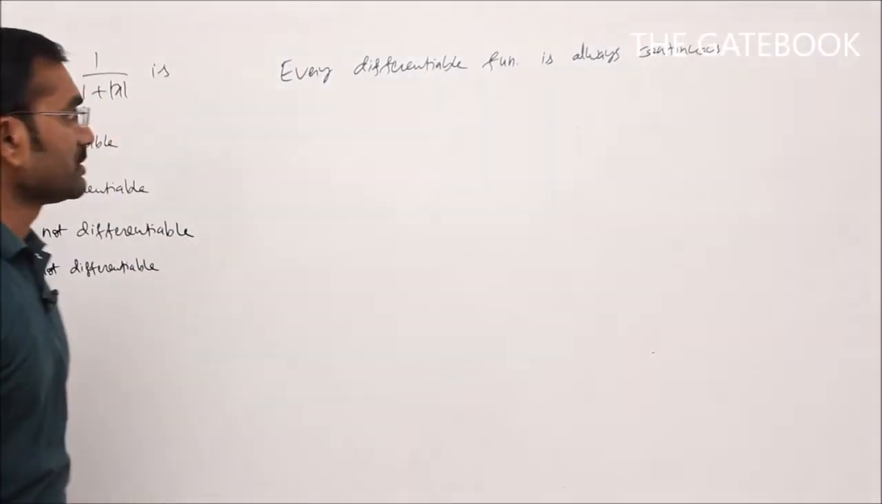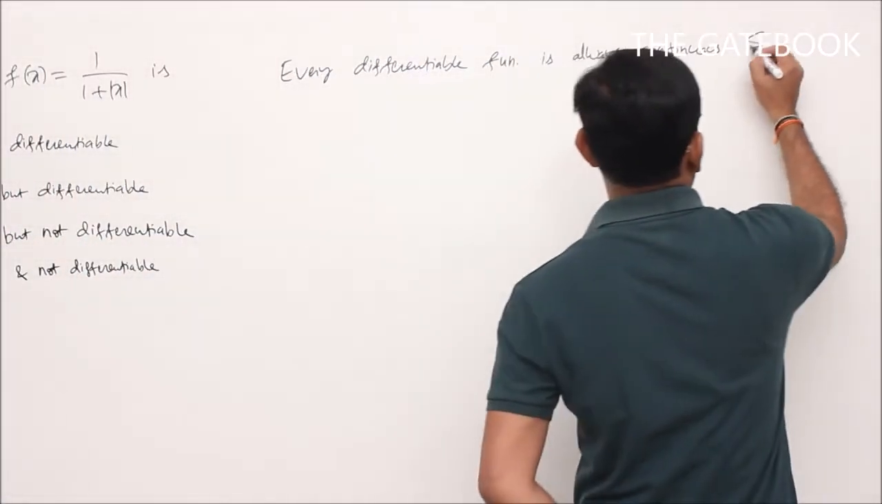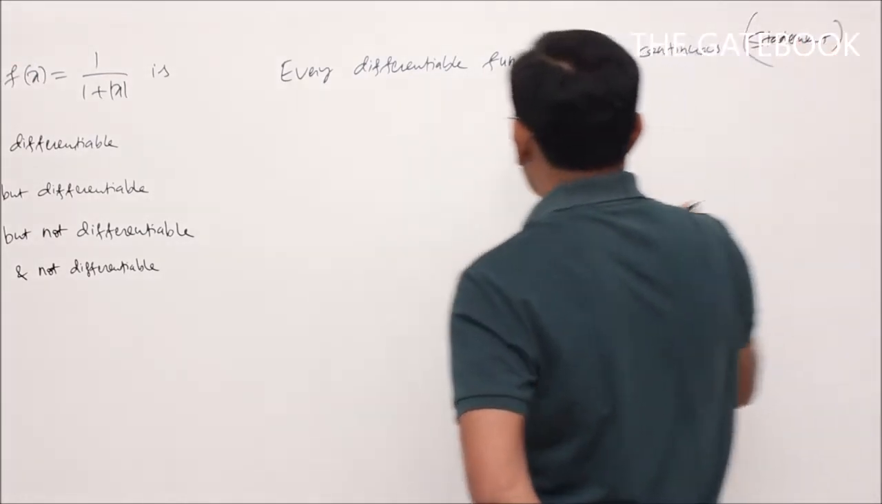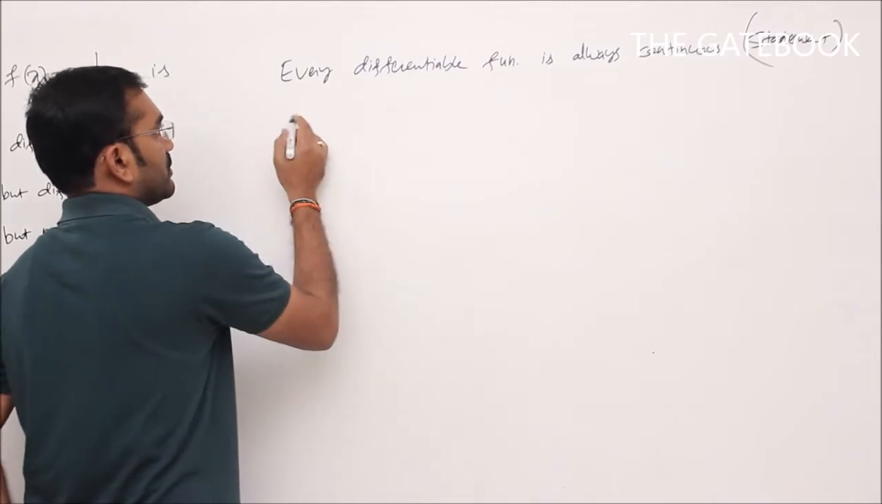Using properties, I can say that every differentiable function is always continuous. This is the statement. What is the converse of the statement here? Every continuous function need not be differentiable.